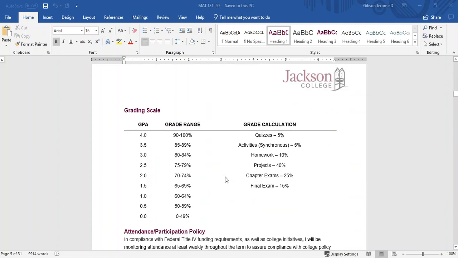Okay, we have our grading scale here. Now, in order to pass this course, you need at least a 70% or 2.0. So you need a 70% or higher in order to pass this course. And this is a breakdown of the grades.